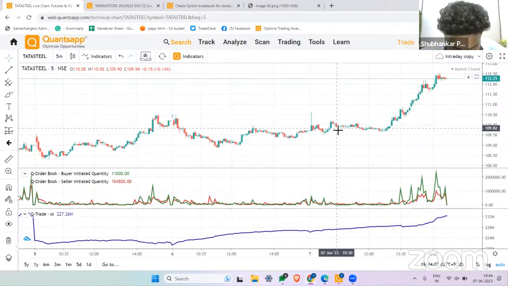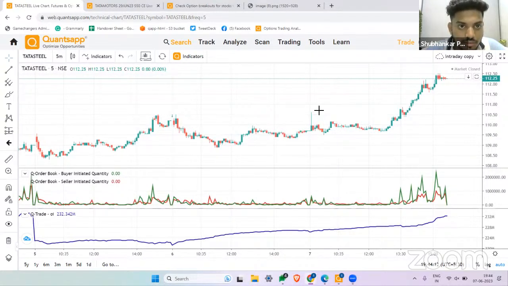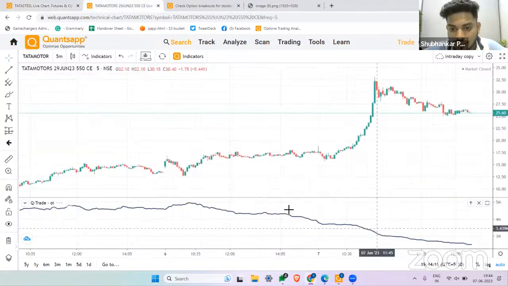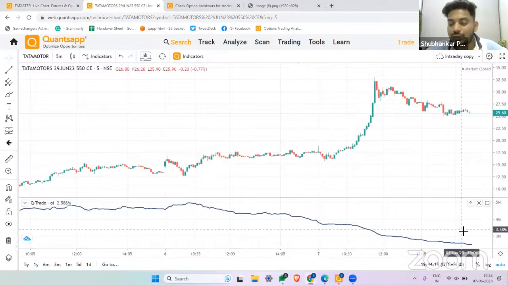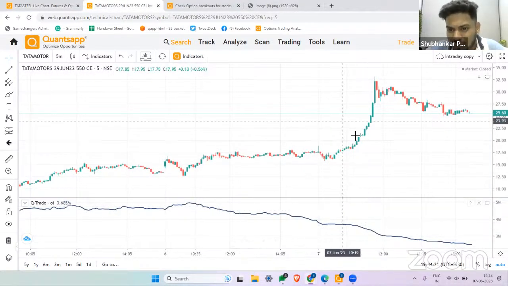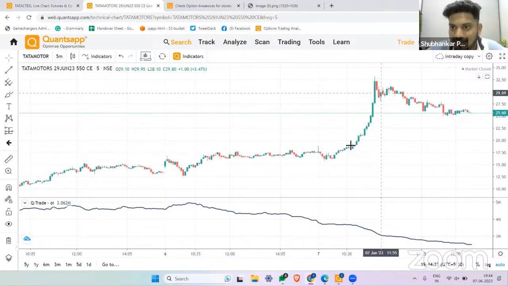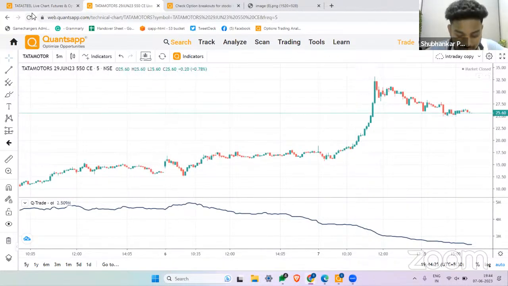That's it. Can you backtest? Why should I backtest? I showed you right now. Tata Motors, this is where the 550 call was, and I clearly know that the open interest is unwinding. So what's the point of backtesting this? The backtesting is on our screen right now.